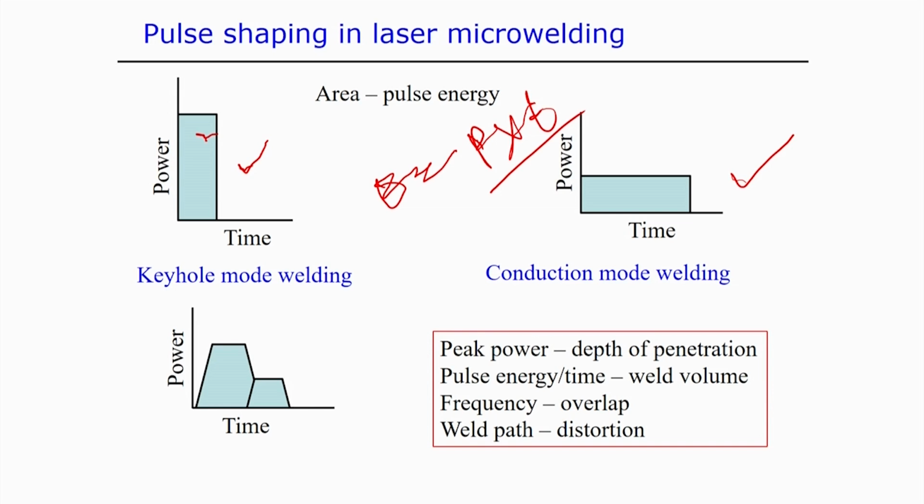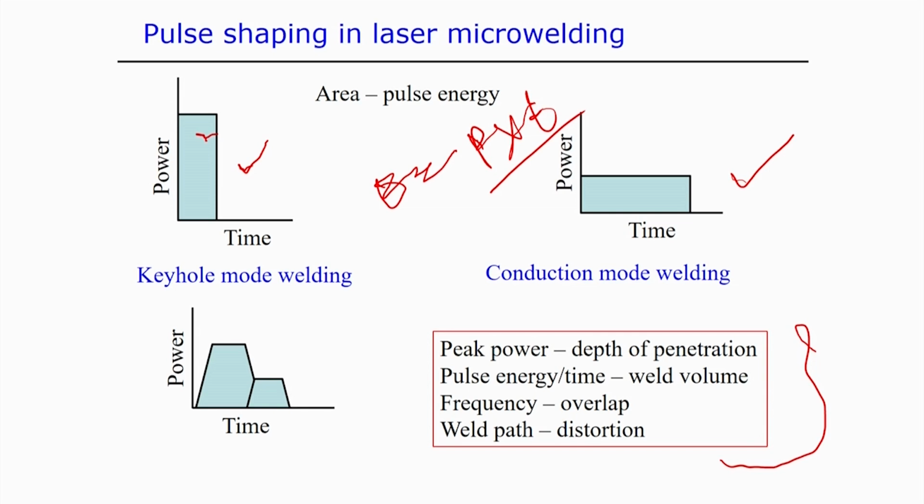So if we look at that, the shape of the pulse in general has some influence on laser material processing. First, if we see the peak power, if peak power is very high, that mainly controls the depth of penetration.